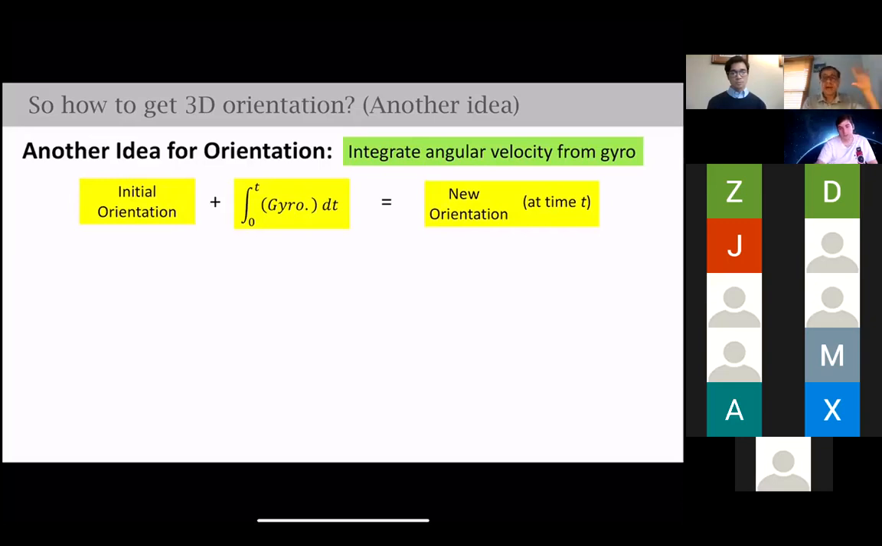Good. So that was one way of measuring orientation, gravity plus magnetic north. Okay. Here is another way of measuring orientation. Suppose you know the initial orientation somehow from gravity plus magnetic north. Suppose you know that initial one. So you know the initial 3D matrix. Then what you can do is you can single integrate the gyroscope.